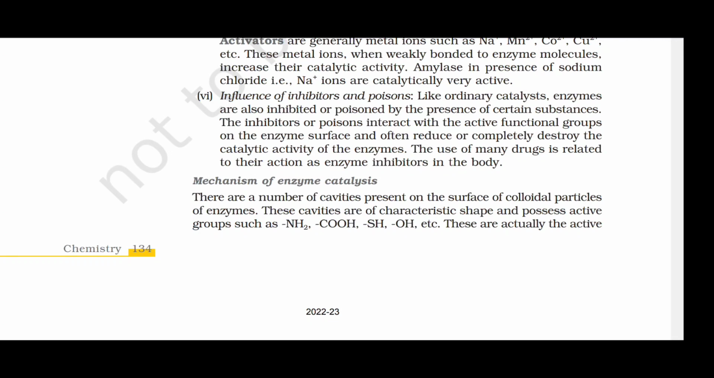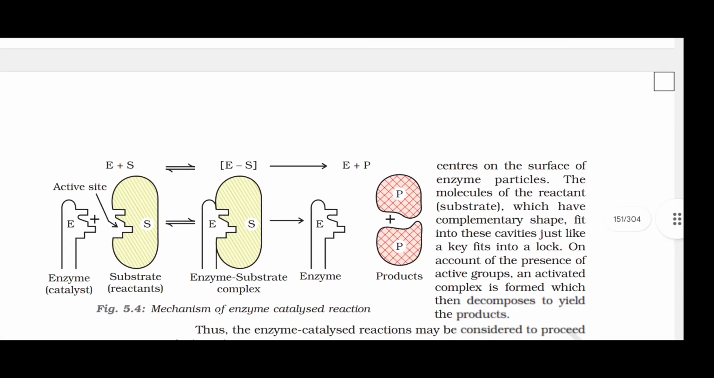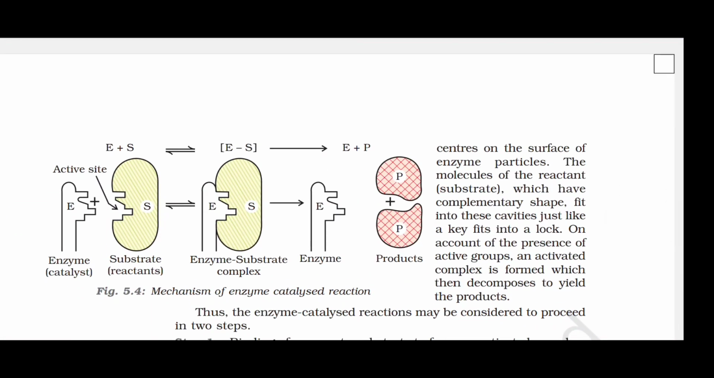Mechanism of enzyme catalysis. There are a number of cavities present on the surface of colloidal particles of the enzymes. These cavities are of characteristic shape and possess active groups such as NH2, COOH, SH, OH, etc. These are actually the active centers on the surface of the enzyme particles.